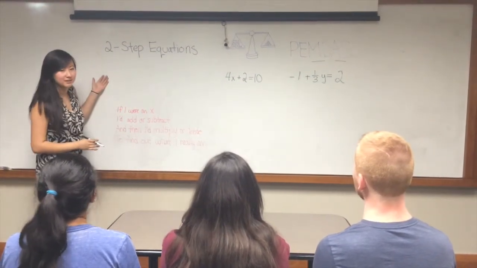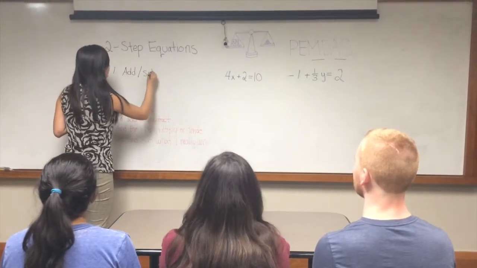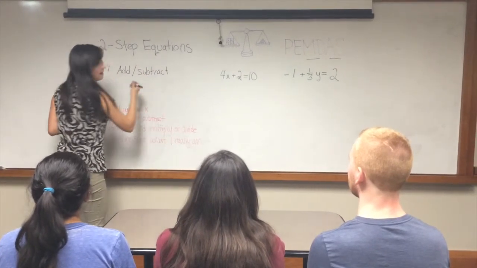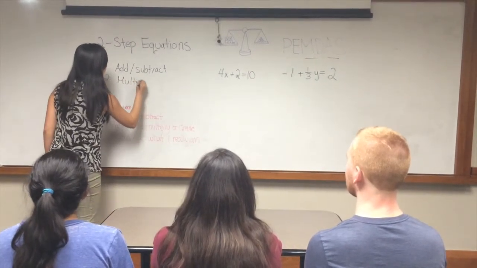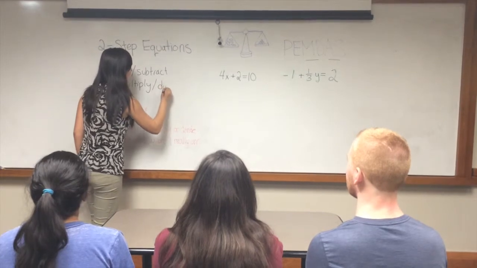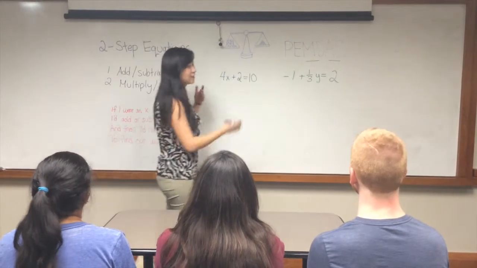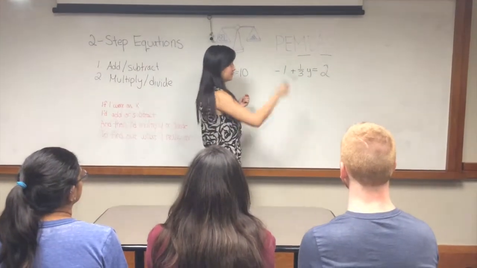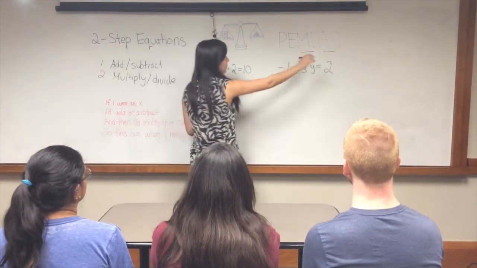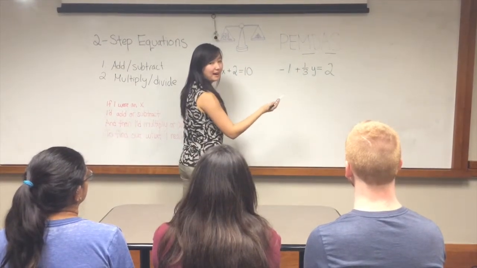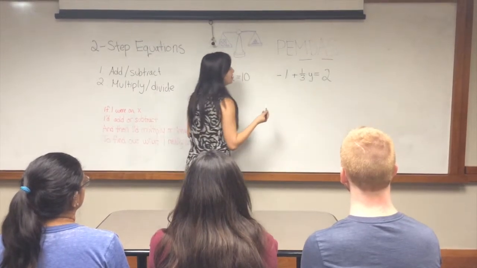Now, what are these two steps that we're going to use? The first one is add or subtract. And our second step is multiply or divide. An easy way to help you remember these is when you think of PEMDAS, you're actually doing the reverse. When we know what all our numbers are, we go in the forward direction. But when we're trying to figure something out, we go backwards. So first we add and subtract, and then we multiply and divide.